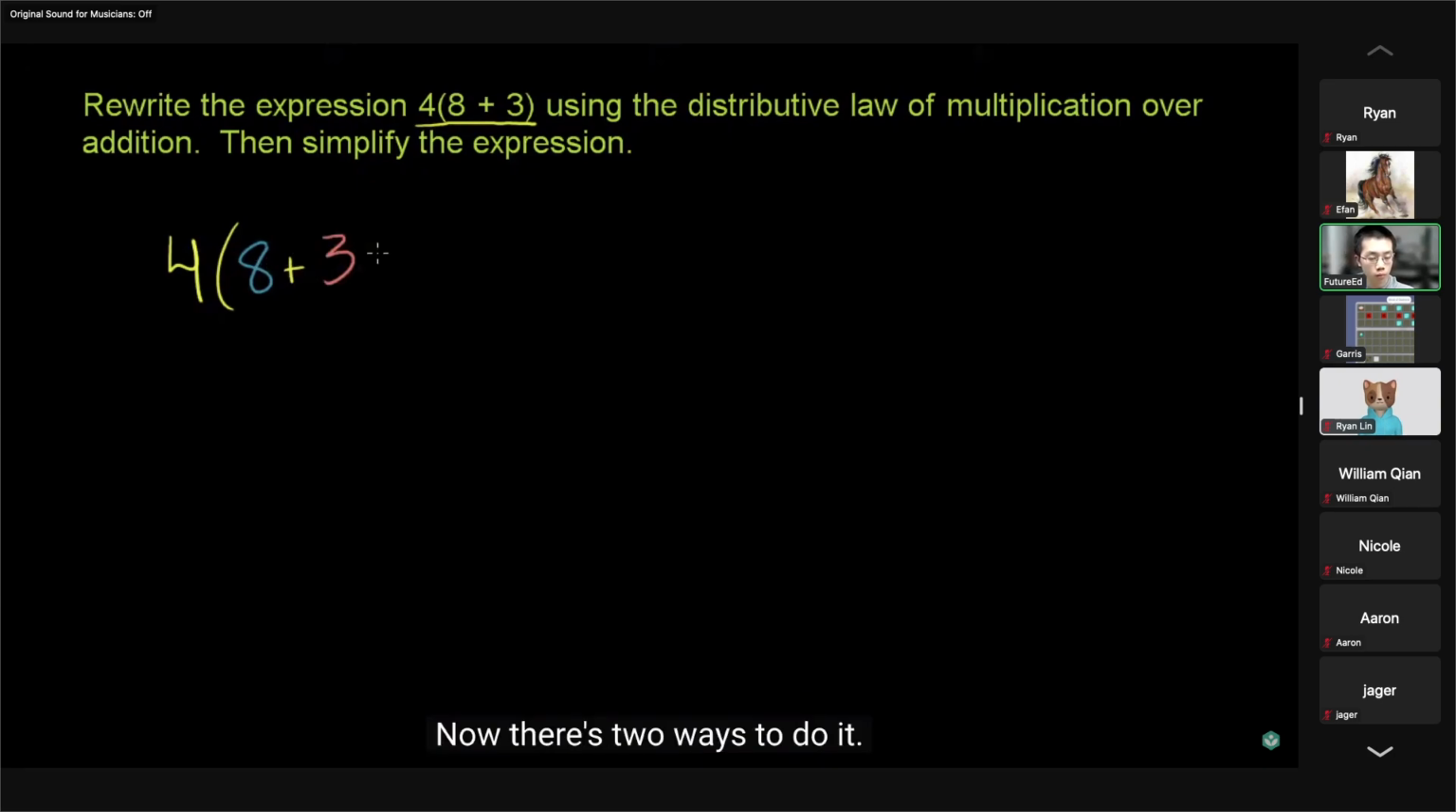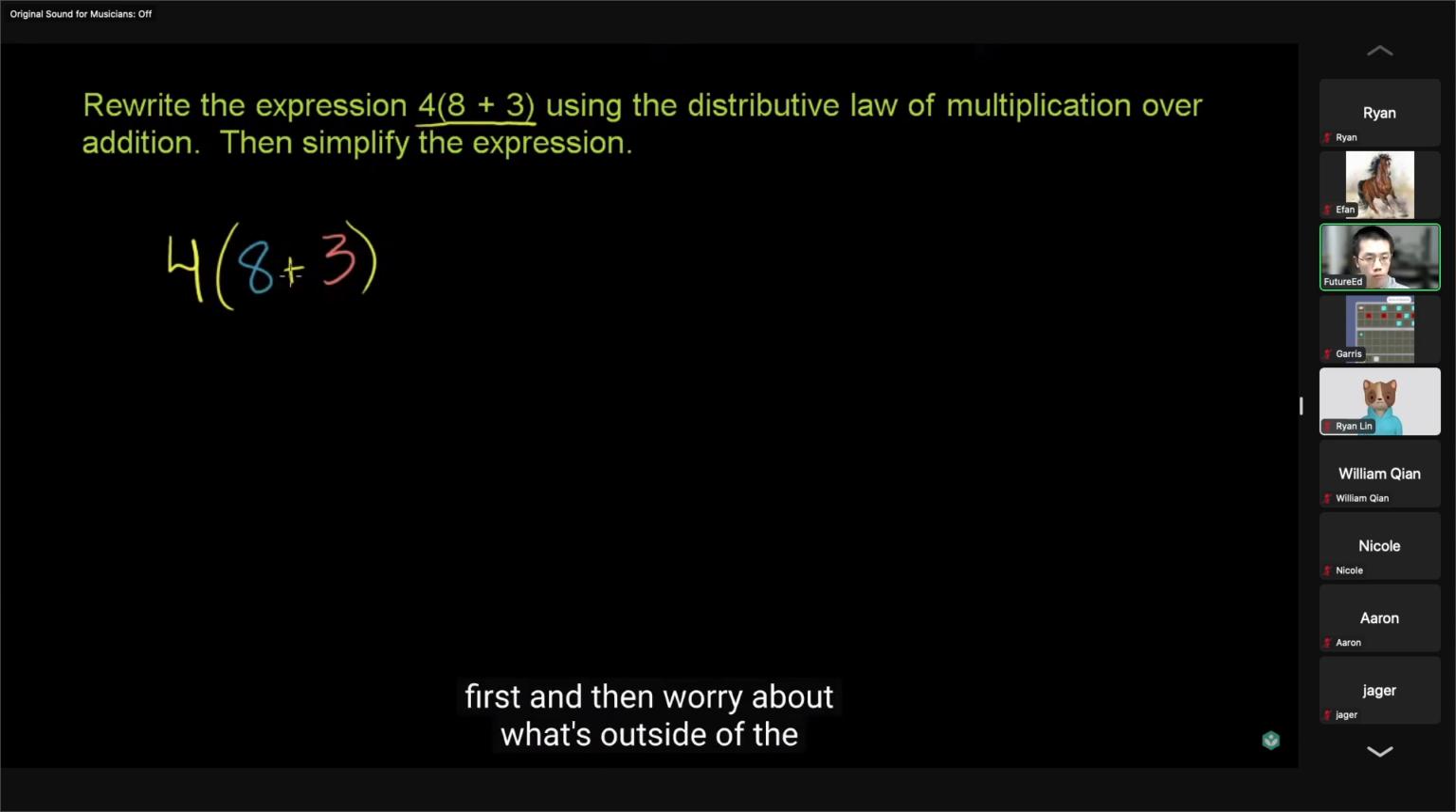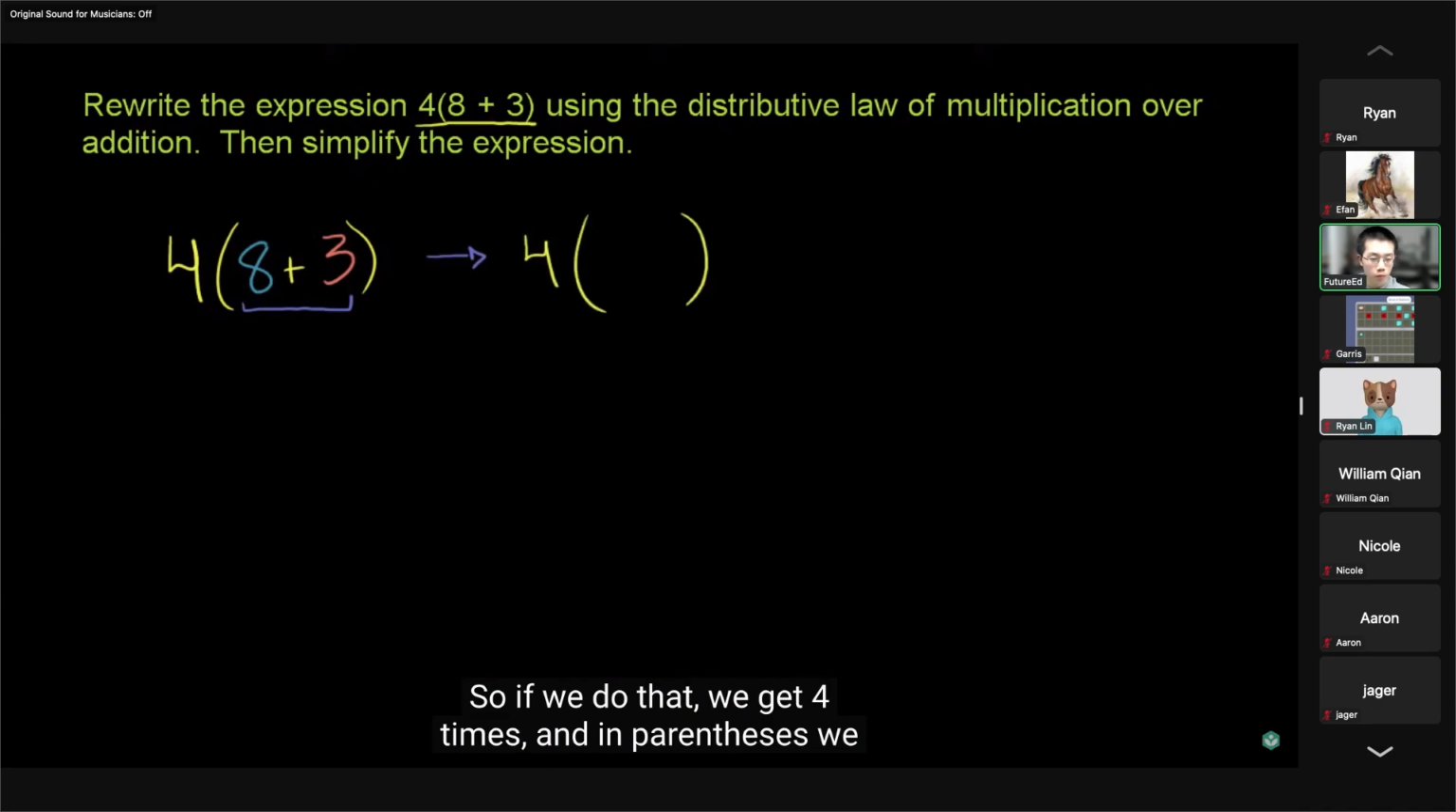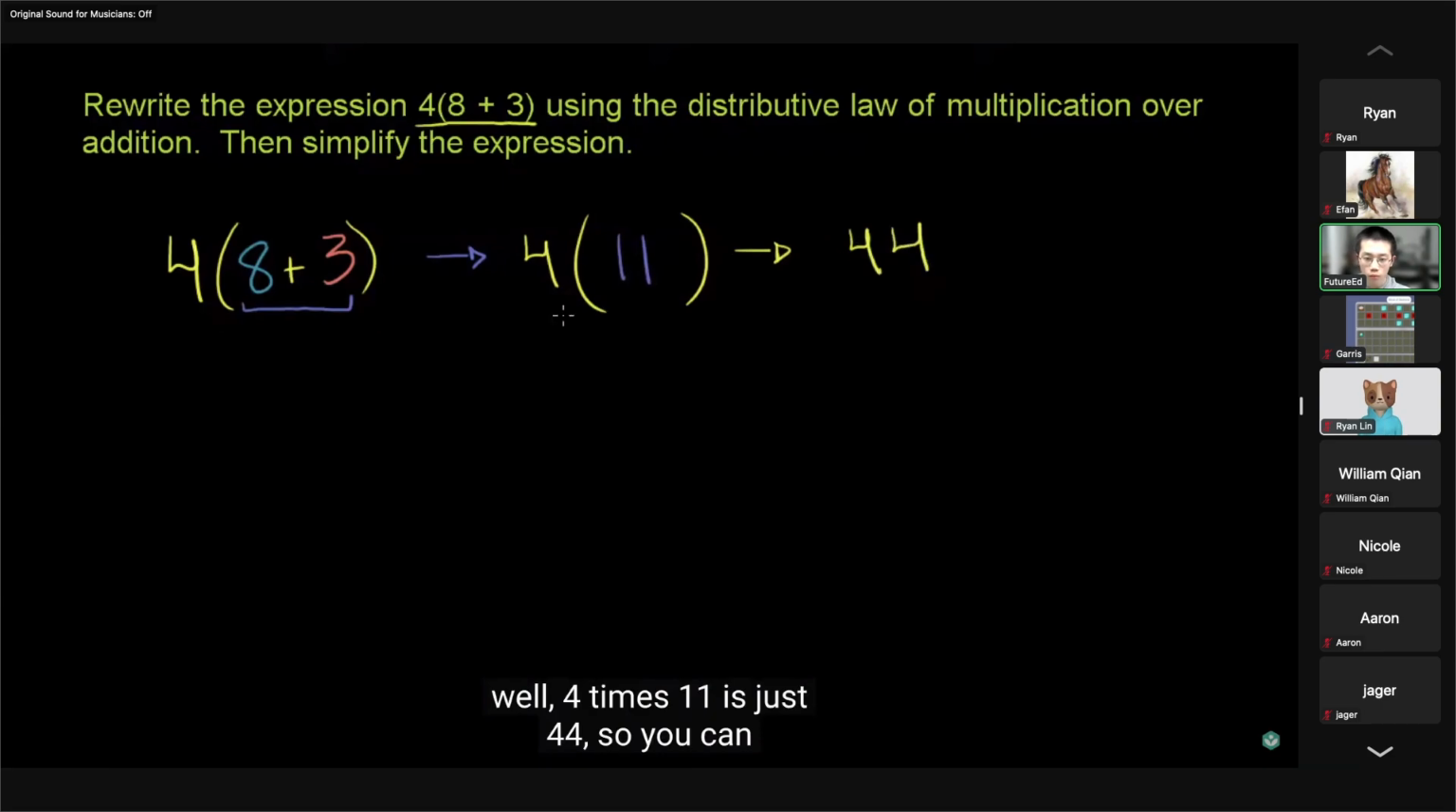So we have 4 times, in parentheses, 8 plus 3. Now, there's two ways to do it. Normally, when you have parentheses, your inclination is to evaluate what's in the parentheses first, and then worry about what's outside of the parentheses. We can do that fairly easily here. 8 plus 3 is 11. So we get 4 times 11, which is just 44.